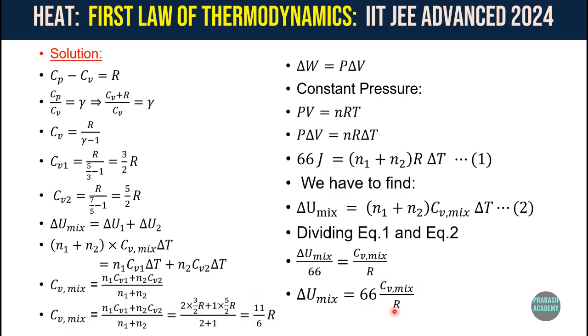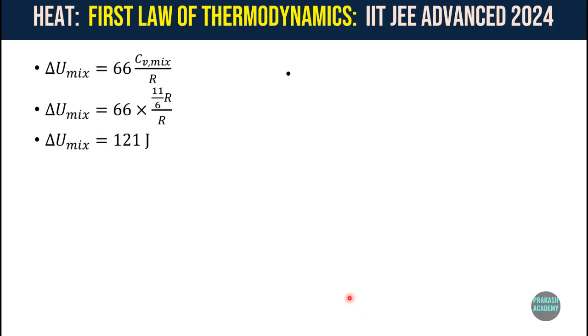We already know Cv of the mixture is 11/6 R. If I plug this value in, R cancels out, and 6 cancels into 66, so 66 by 6 is 11, and 11 times 11 is 121 joule. So the change in internal energy of the gaseous mixture, which is a homogeneous mixture, is 121 joule.